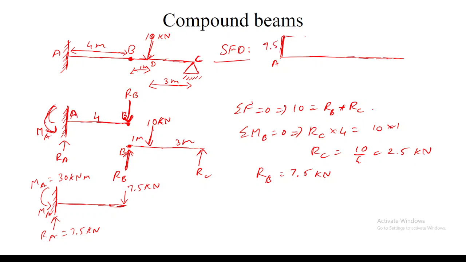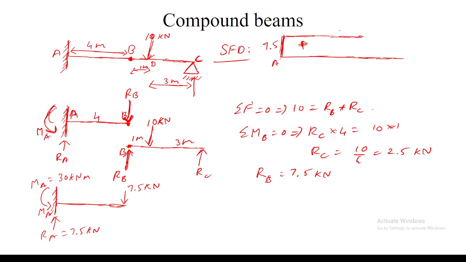Up to what value will it be 7.5? B, or some other point? Since you are looking at the whole beam now for drawing the shear force diagram, it is D. So up to D, I will be having this 7.5.